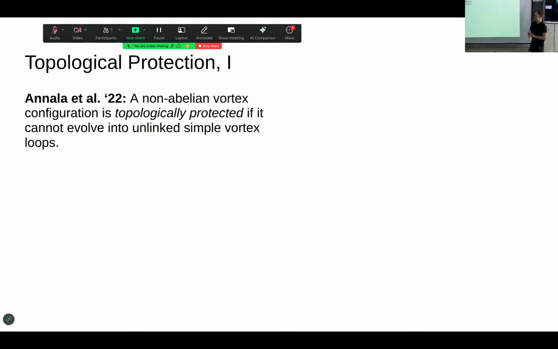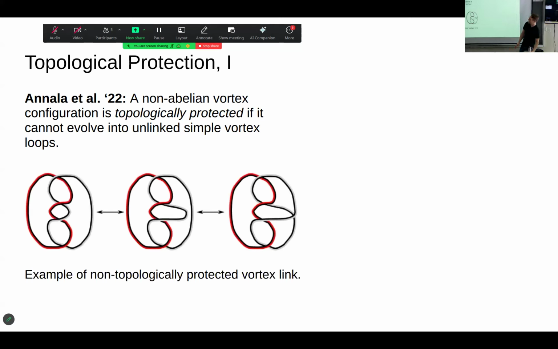Yes. So the second thing that we consider in this paper is, a non-abelian vortex configuration is topologically protected if you cannot destroy the knottedness of the system using these color-conserving local evolutions. Let me again give you an example. What we don't want to happen is this kind of a loop. There are two things linked together, like twice. If they were actual strings, you couldn't pull them apart.